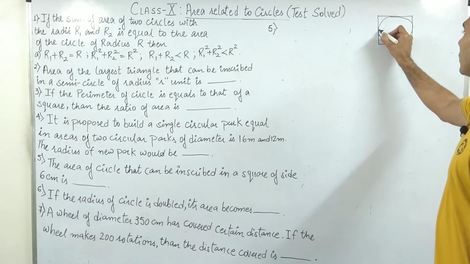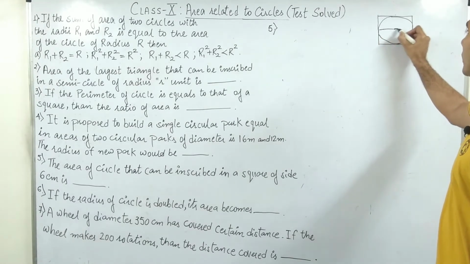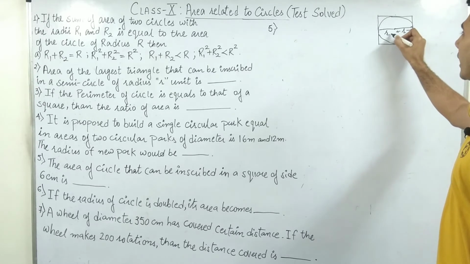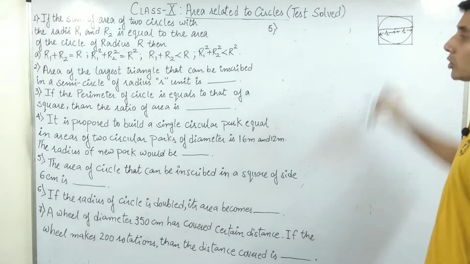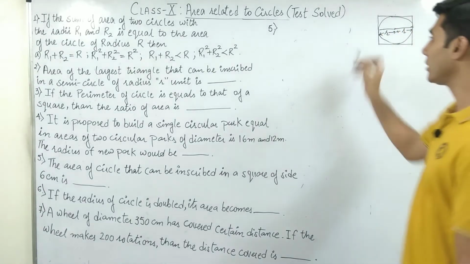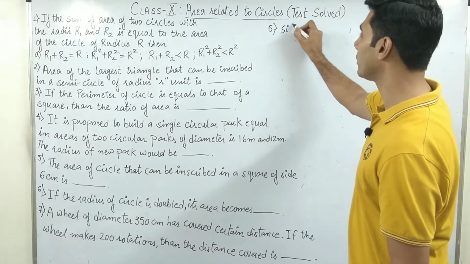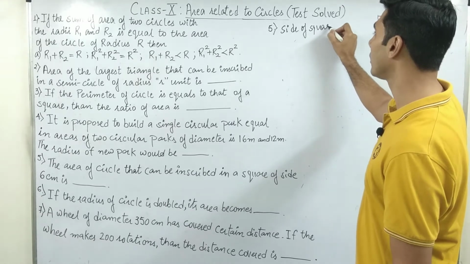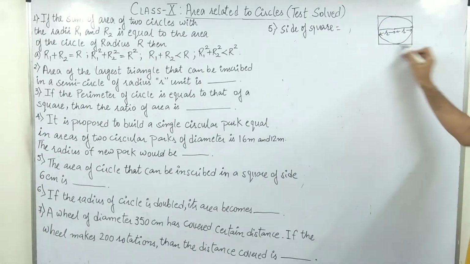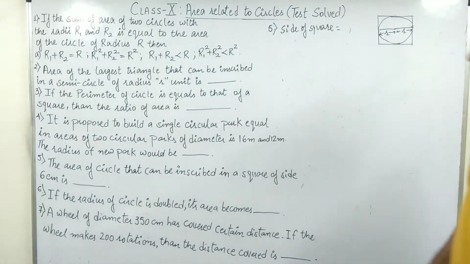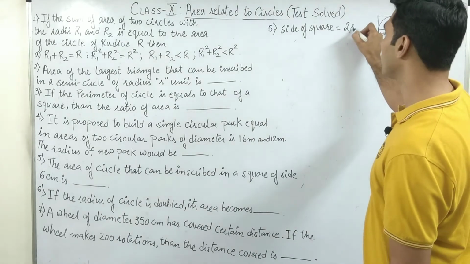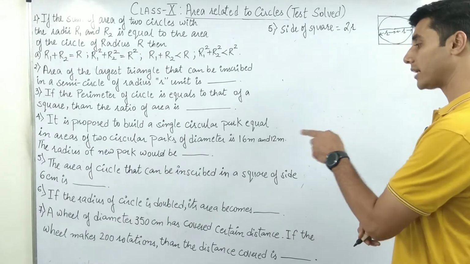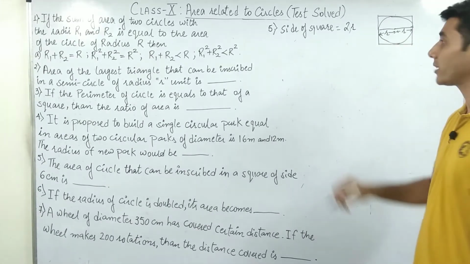So if यदि मैंने यहाँ से सेंटर पे बनाया और यहाँ से यहाँ बनाया, so this would be r and this would be r again. So that means the diameter should be equal to what? 2r. But please understand, the side of the square, don't you think this side is equal to 2r? That is diameter. So side of the square should be equal to what? That is 2r. So now what are they saying? The area of circle that can be inscribed in a square of side 6 centimeter.